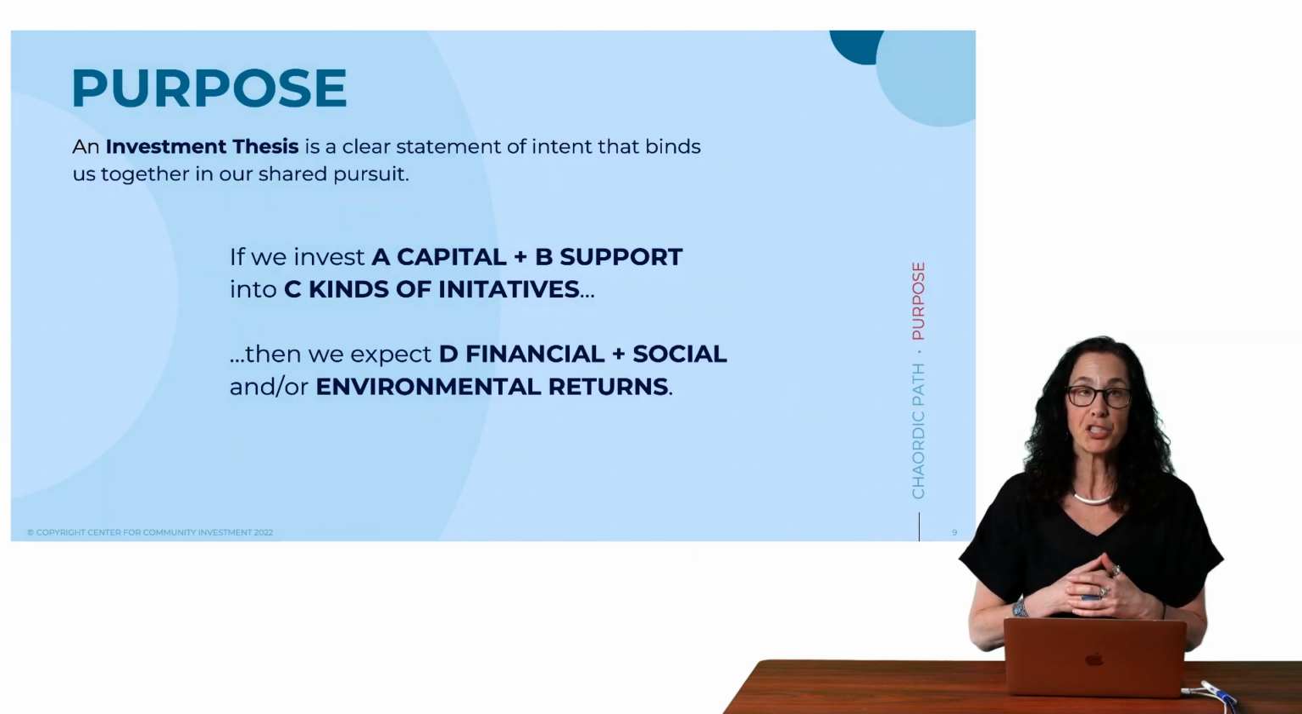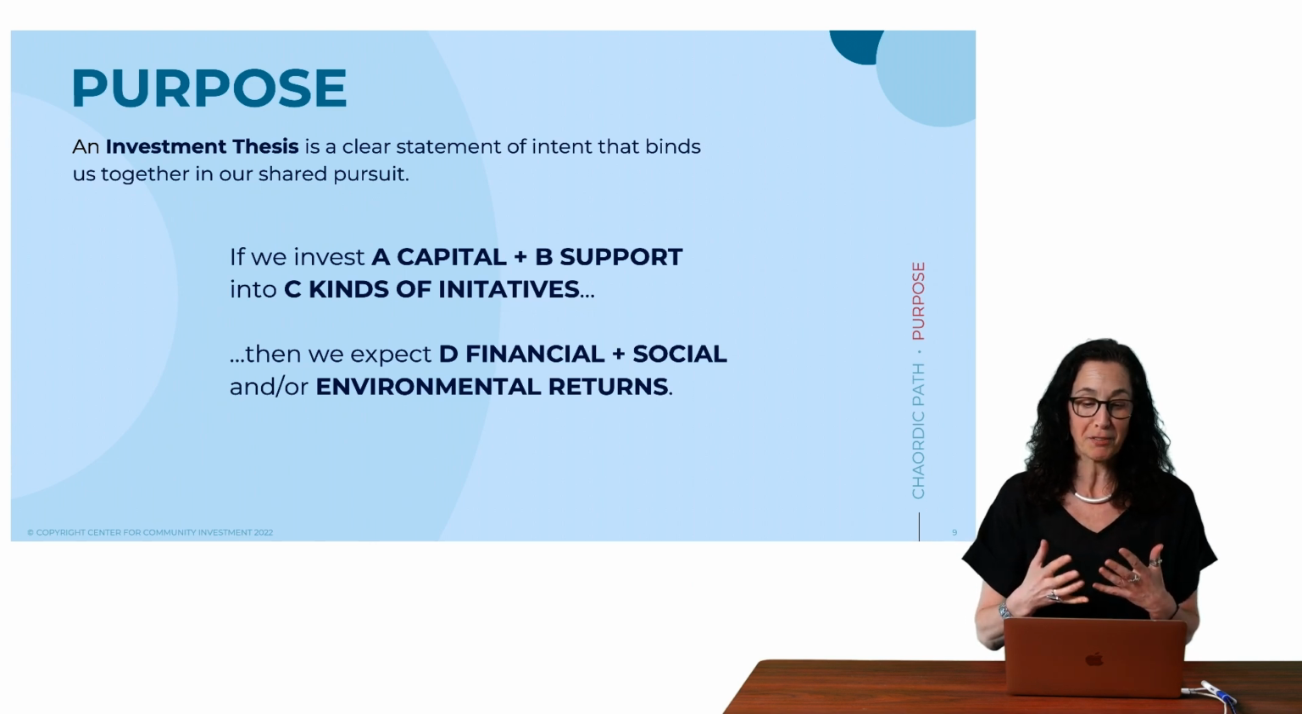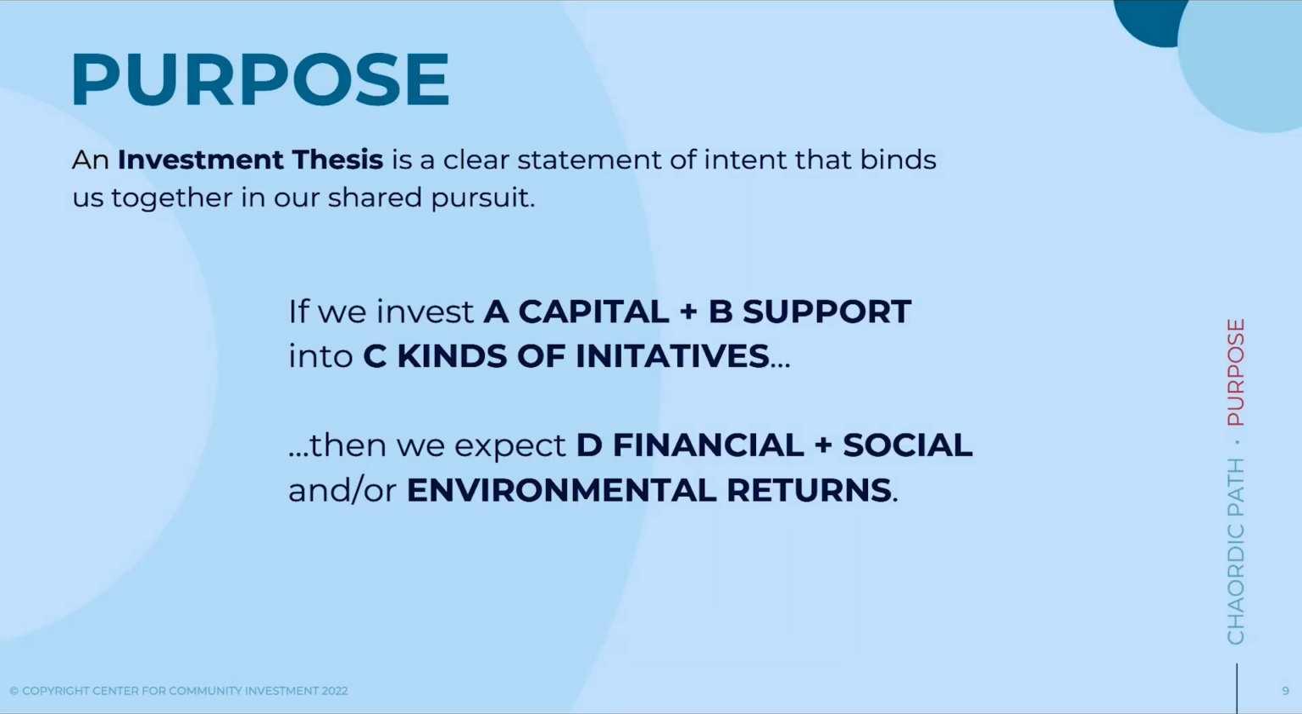The best way to do it is to think of it as a bit of a formula, right? So if we invest A type of capital, right? Are you doing equity, debt, royalties, grants? What type of capital are you using? Plus B, support. So that might be certain types of technical assistance, an incubator, an accelerator, into C kinds of initiatives. Are you investing in for-profits?